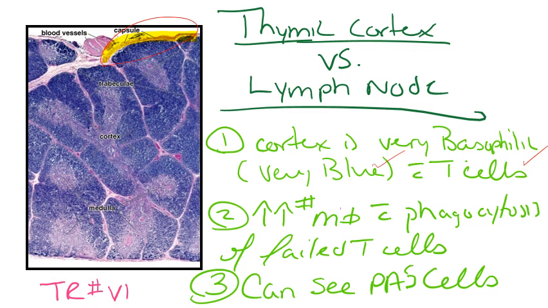We have an increased number of macrophages with phagocytosis due to T cells that were autoreactive or they failed to react at all, and so therefore they are disposed of. We can see the PAS cells, which are going to be these red cells right here. Remember, our capsule is going to be contiguous with our cortex. We do not have a subcapsular sinus in the thymus.